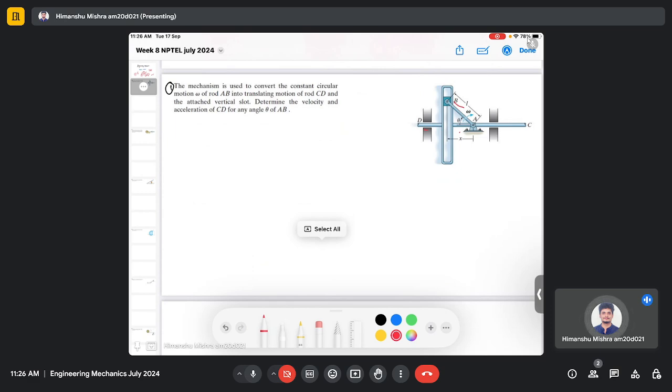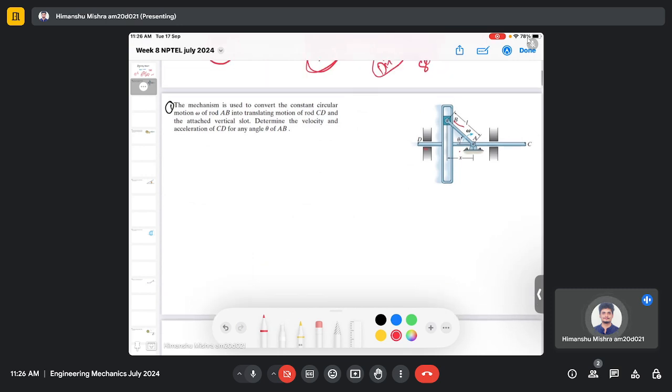Here we are given a mechanism used to convert the constant circular motion omega of rod AB into translating motion of rod CD. Determine the velocity and acceleration of CD for any angle theta of AB. Right, so we are given a length AB, and it is moving with some angular velocity omega. It is making an angle theta, and we have a distance x here. Let's say the length of this rod is L.